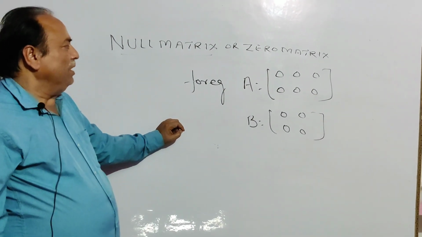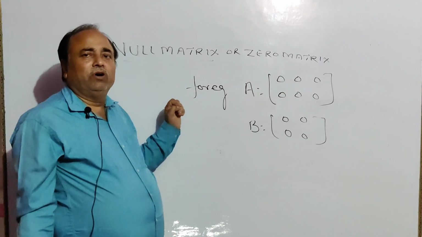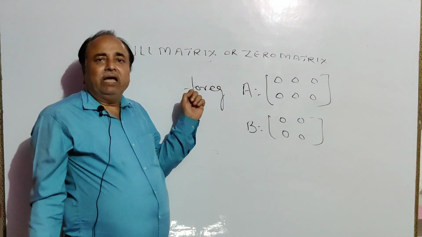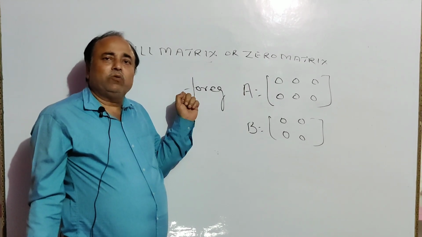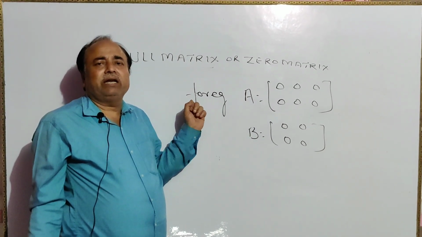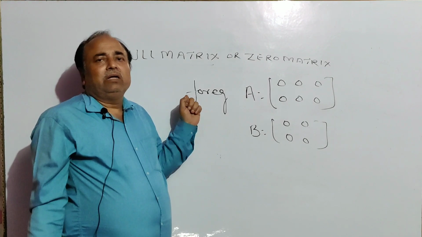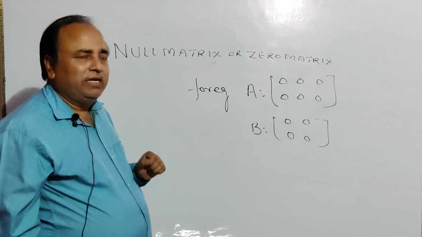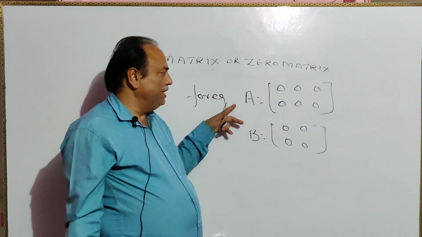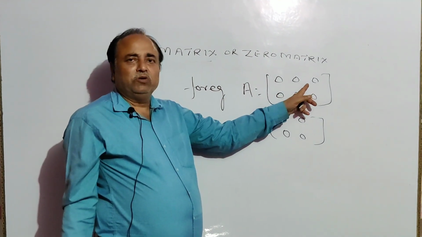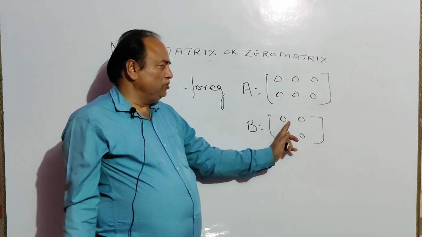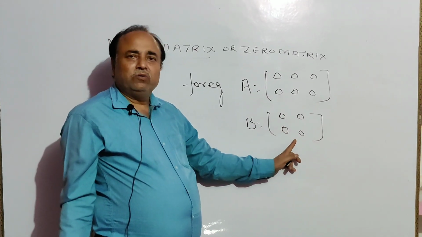I have told you, I have not used the word square matrix because it is not a square matrix. I have told you a matrix whose elements are all equal to 0, that matrix is known as a null matrix or zero matrix. Examples I have given you: A is equal to 0, 0, 0, again 0, 0, 0, and B matrix is equal to 0, 0, and then 0, 0.